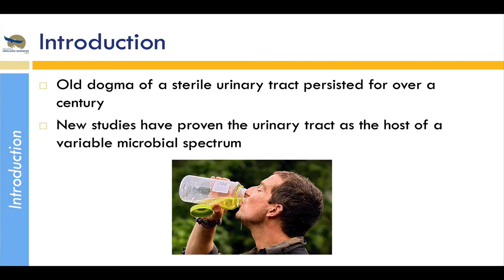So historically, the urinary tract has been thought of as a sterile entity, but more recently, evidence of microbial communities in the urinary tract have surfaced. The myth that you can drink your own pee because it's sterile has been debunked. Sorry, Bear Grylls. Contemporary studies are now focused on characterizing the urinary microbiome and its implications on health and disease.